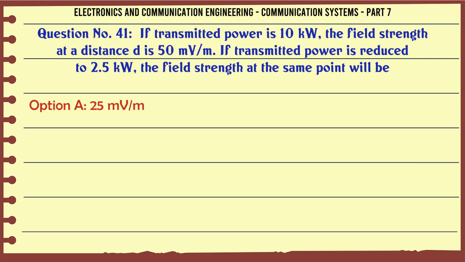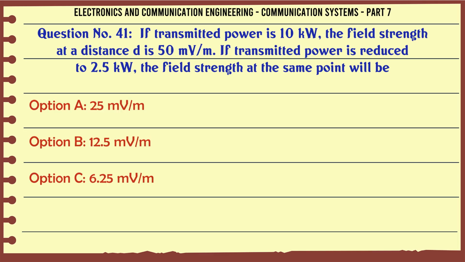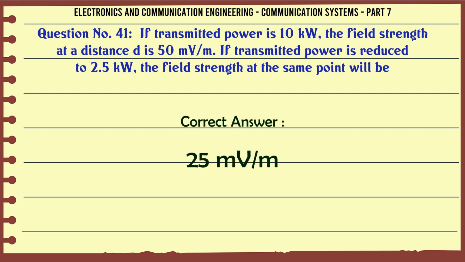If transmitted power is 10 kW, the field strength at a distance d is 50 mV/m. If transmitted power is reduced to 2.5 kW, the field strength at the same point will be A 25 mV/m, B 12.5 mV/m, C 6.25 mV/m, D 3.125 mV/m. The correct answer is 25 mV/m.